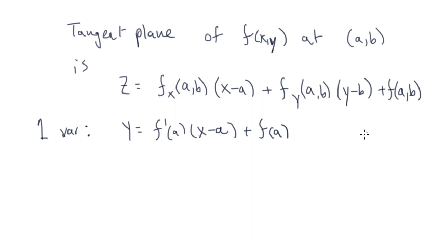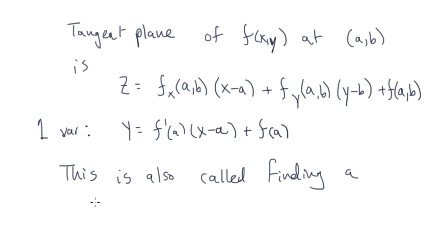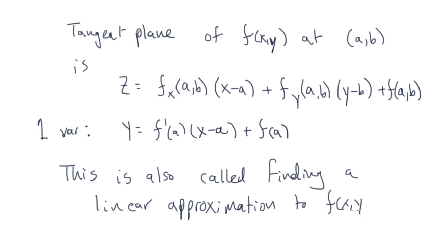So this idea is called, so this tangent, finding the tangent plane, or in one variable the tangent line, this is also called finding a linear approximation to f at the point AB.